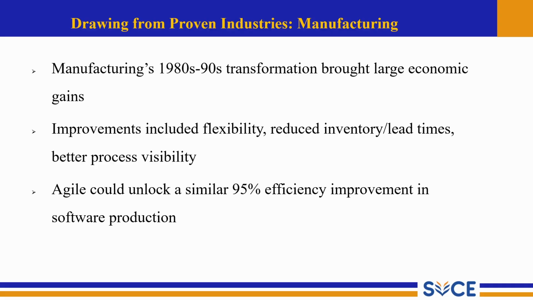Now we will see drawing from proven industries, that is manufacturing. Manufacturing's 1980s to 1990s transformation brought large economic gains. This means lean methods brought big improvements in flexibility, efficiency and quality. Improvements included flexibility, reduced inventory, lead time, and better visibility.